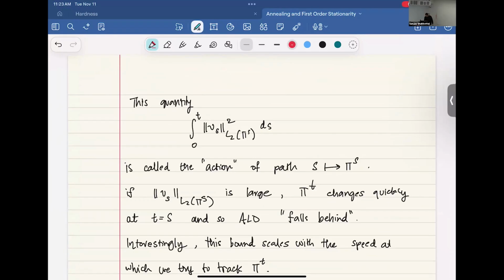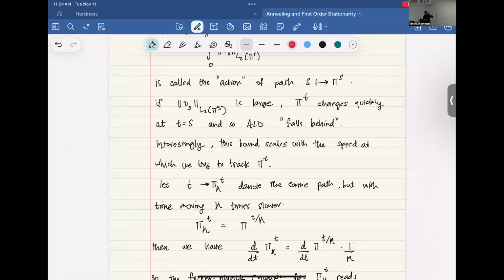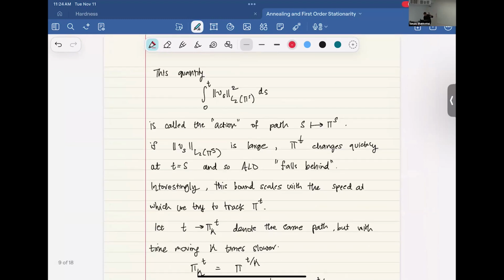The minimal vs. And then this quantity, the action of the path, is just a function of this path. It's a property of the path, and it's called the action. And it describes, as we saw, how far from pi t our annealed Langevin dynamics gets. There's an interesting property about this action, which is that it actually depends on how fast you simulate the annealed Langevin dynamics. This is the question you were getting at. This is where that kappa comes in.